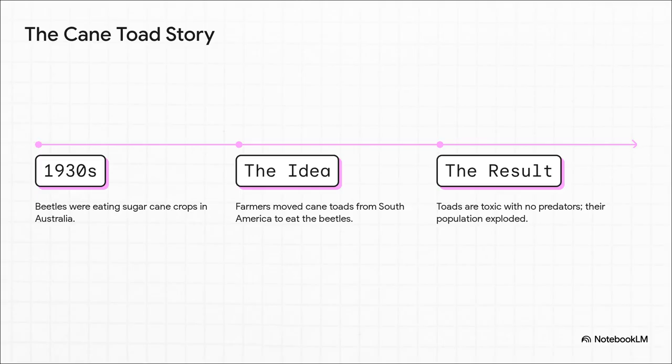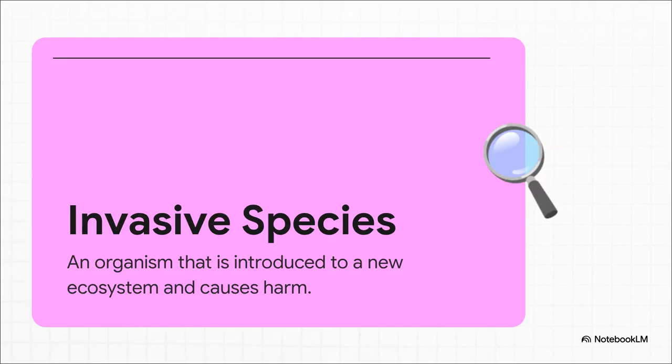Okay, this is a crazy but true story. Just look at this timeline. It starts back in the 1930s. The problem? Beetles were eating all the sugarcane crops in Australia. So someone had an idea. Let's bring in cane toads from South America to eat the beetles. Genius, right? Well, the result was a disaster. The toads were poisonous, so none of the local predators could eat them. Their population exploded and they became a huge problem. That cane toad is the perfect example of our next key term, an invasive species. It's any organism that's introduced to a new ecosystem where it doesn't belong, and then causes harm. They're the ultimate uninvited guests who just mess the whole party up.